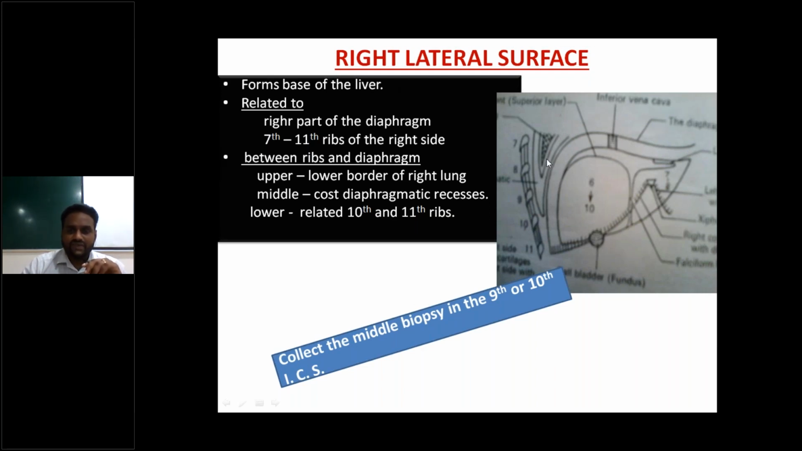These relations are very, very important, because if you want to pass the needle for the collection of the liver biopsy, you should pass it through the 9th or 10th intercostal space. The 9th or 10th intercostal space lies below the corresponding ribs. If you pass the needle through the 10th intercostal space, we cannot damage the important upper structures, that means the pleura and also the lung. So this is about the right lateral surface and its relations.